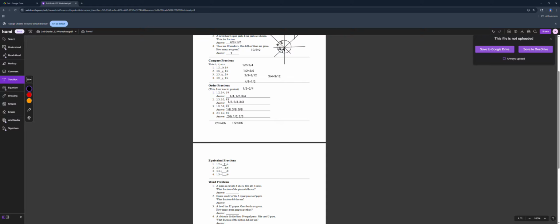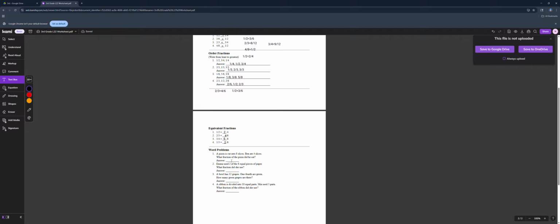Then you have number 3, 3/4 equals blank over 8. Just multiply the top and bottom by 2, so you get 6 over 8. Then you have 1/3 is equal to blank over 6. Multiply the top and bottom by 2, so you get 2/6.